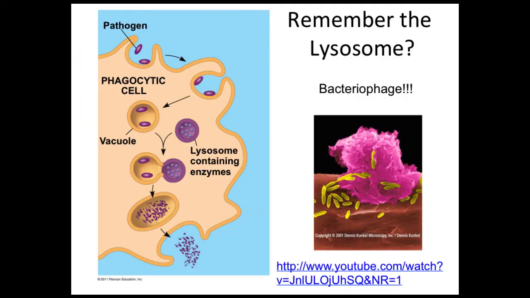Here we can see how that works. That white blood cell is able to engulf those bacterial pathogens, and then it can use these lysosomes inside that white blood cell to fuse with the bacteria, digest it, and remove it from that cell.